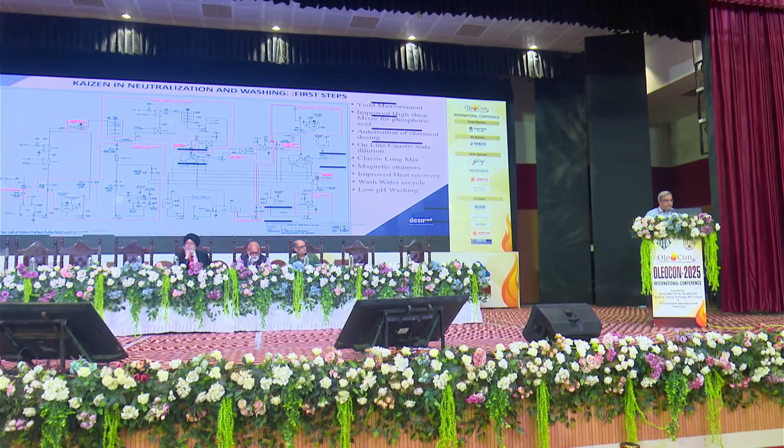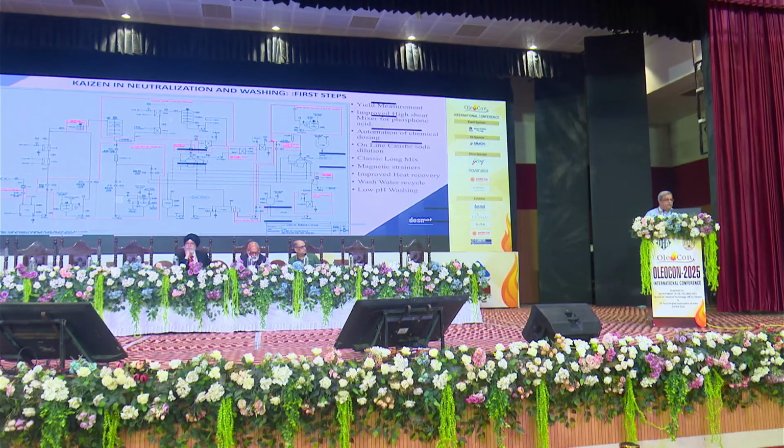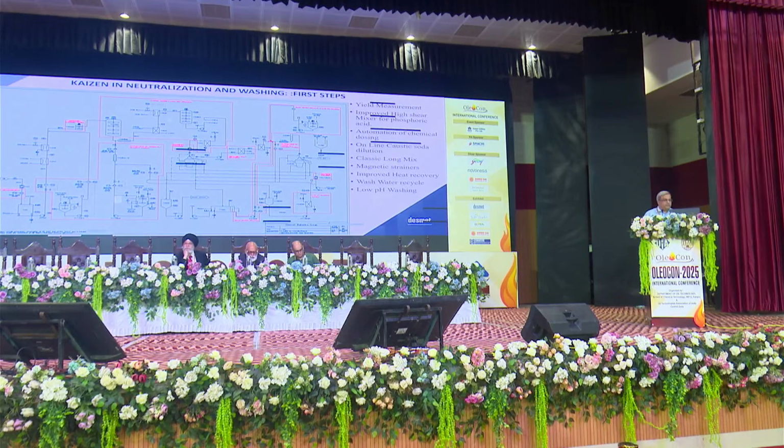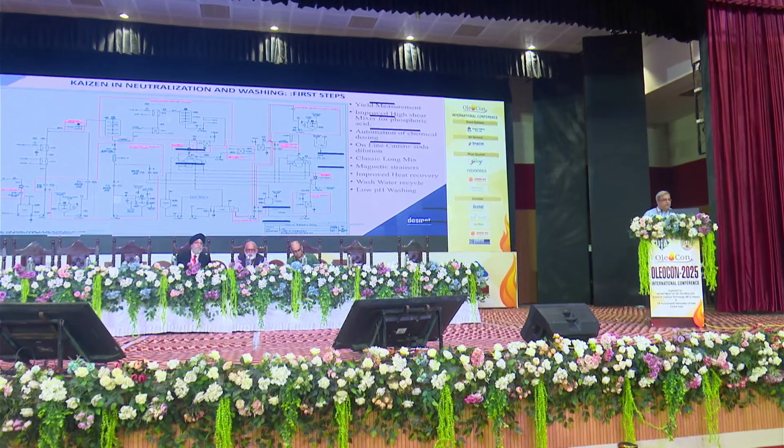The washing itself is becoming obsolete now, but if the washing needs to be done, we can go for a wash water recycle system, and the pH of this wash water recycle also can be reduced by various measures to improve the efficiency of the washing. The wash water recycle can reduce the wash water consumption from 10% to 5%.